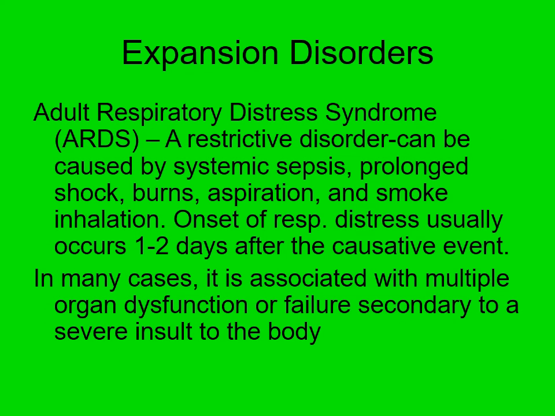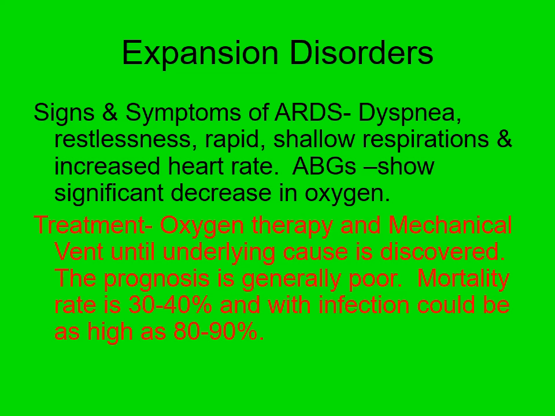Adult Respiratory Distress Syndrome, ARDS, is a restrictive disorder, but can be caused by systemic sepsis, prolonged shock, burns, aspiration, and smoke inhalation. Onset of respiratory distress usually occurs 1 to 2 days after the causative event. In many cases, it is associated with multiple organ dysfunction or failure secondary to a severe insult to the body.